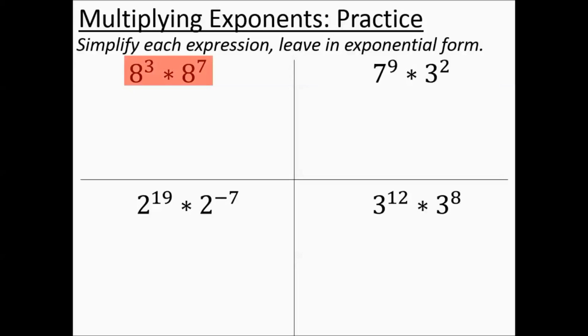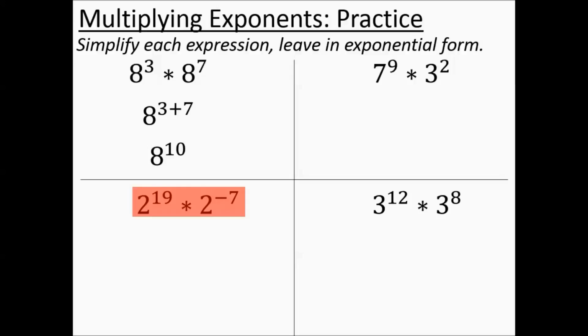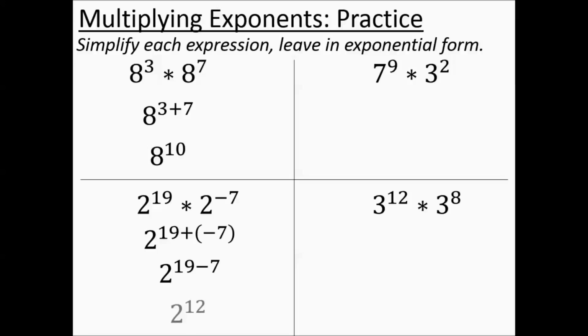So we have 8 to the 3rd times 8 to the 7. You're going to just add the exponents, 8 to the 10. You're done. Let's look at this next one. 2 to the 19 times 2 to the negative 7. Well, it's kind of weird because we have a negative exponent. We're not going to worry about making it into 1 over 2 to the 7th. What we are going to do, though, is just rewrite it. We're going to think of it as 2 to the 19 plus negative 7. Well, when you're adding a negative, that's the same thing as just subtracting that number. So 2 to the 19 minus 7 works out to 2 to the 12th.